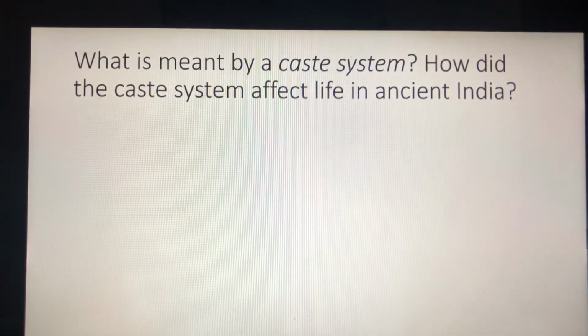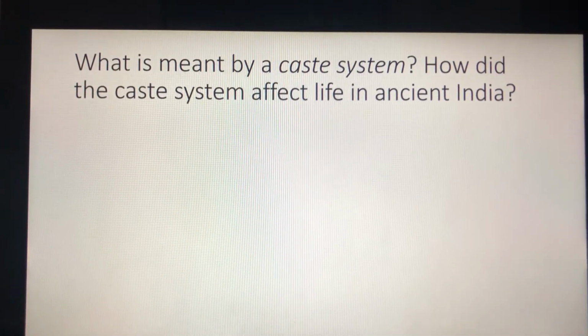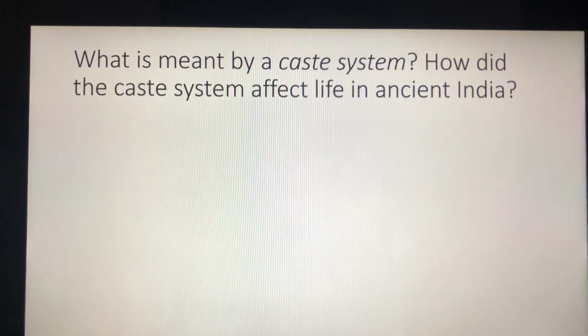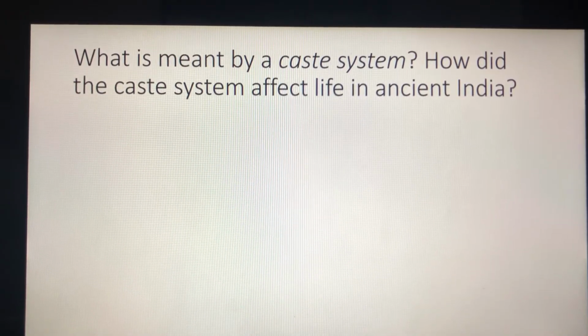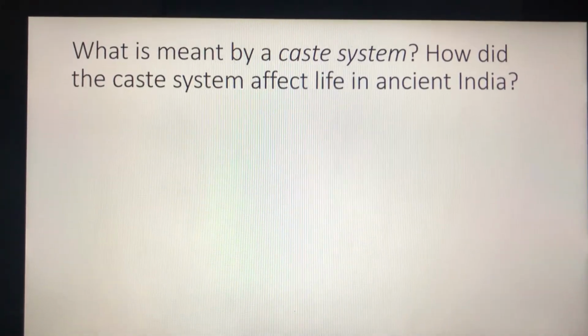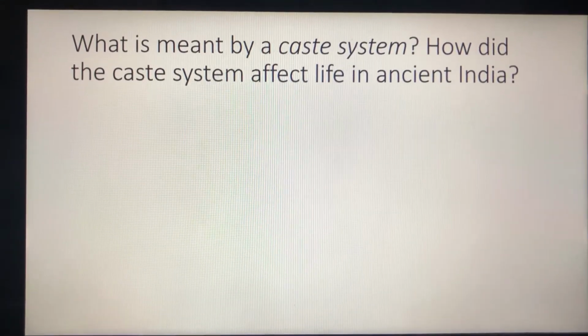All right, what is meant by a caste system? How did the caste system affect life in ancient India? So for this one, again, you were already assigned this question. You should already have it answered. It is on page 387.